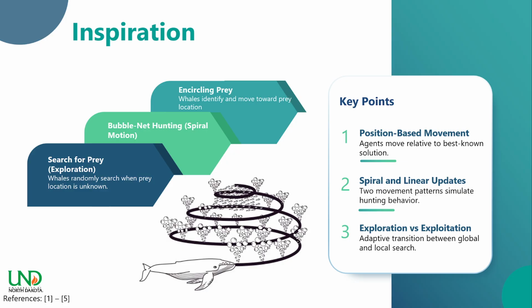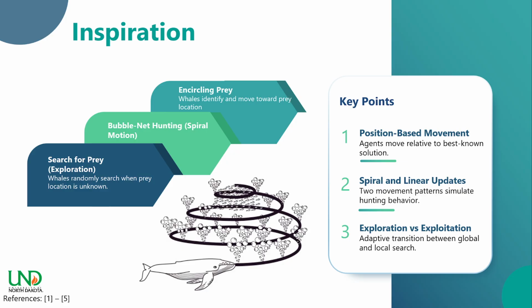The inspiration for whale optimization comes from humpback whale hunting behavior, specifically around the bubble net feeding strategy. There are three behaviors that matter in this process. First, the whales encircle prey once the target is identified. Second, they follow a spiral path to trap and attack that prey. And third, when the prey isn't clearly located, they search more randomly across the environment.